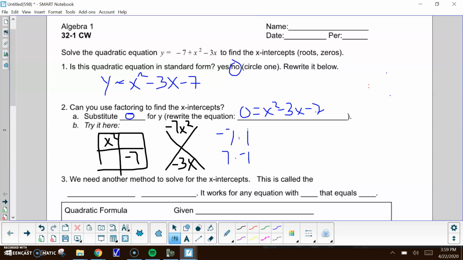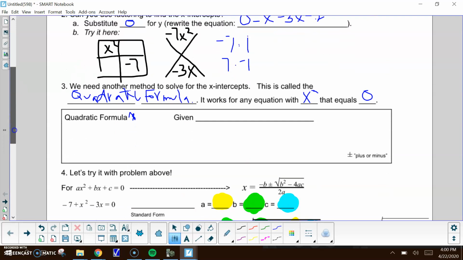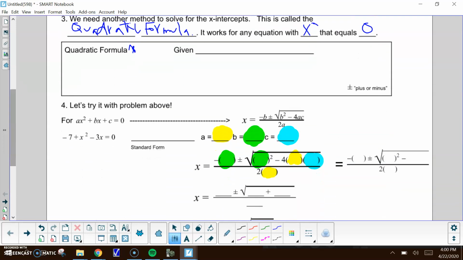So number 3 says we need another method to solve for the x-intercepts, which again, is the quadratic formula. All right, which it says right here as well. It works with any equation with x squared that equals 0. All right, so in my next video, I'm actually going to solve the equation.